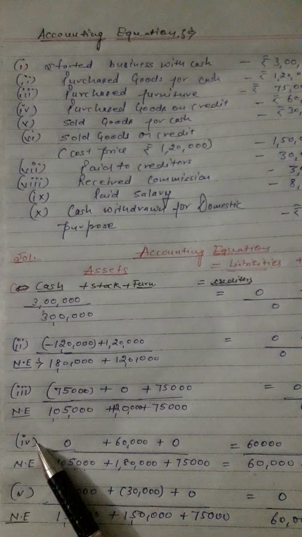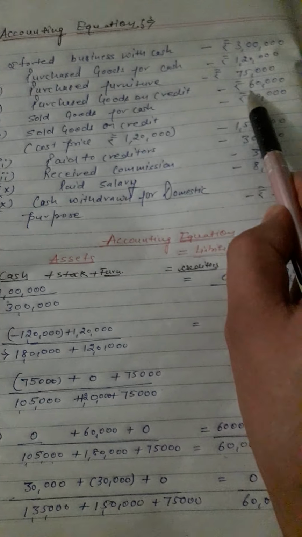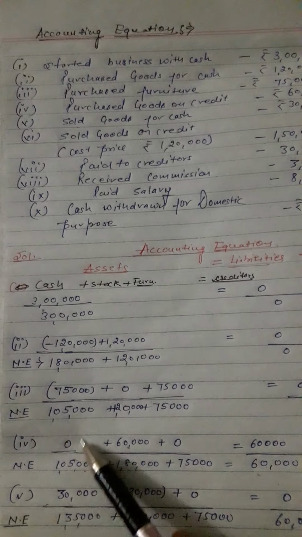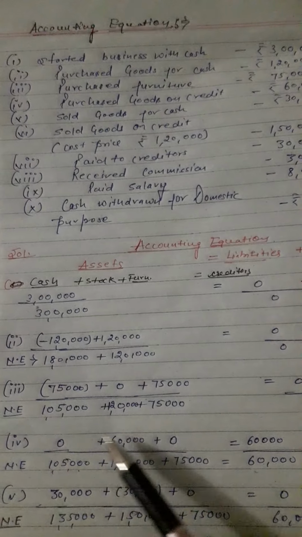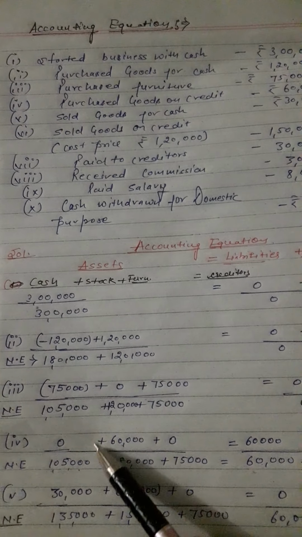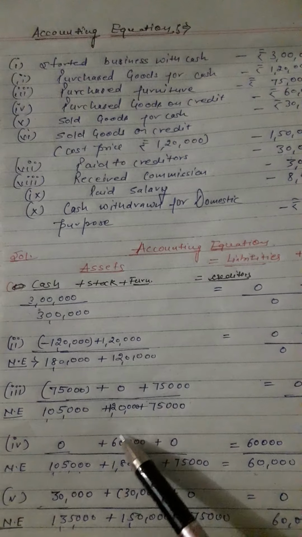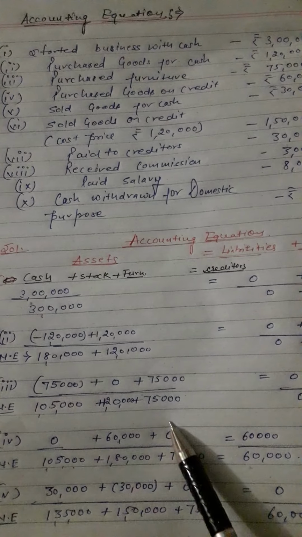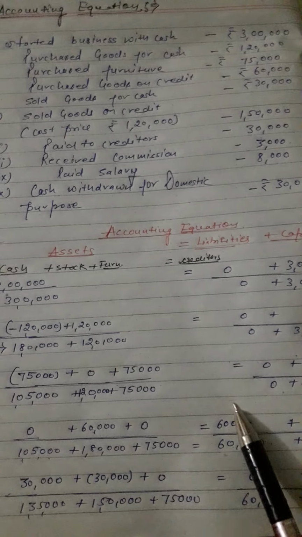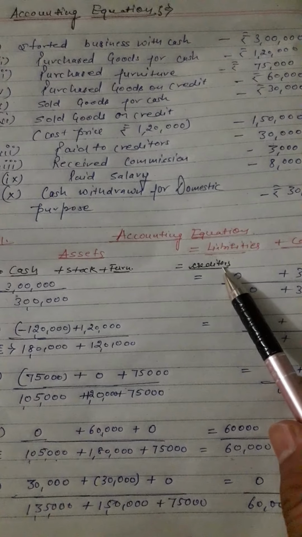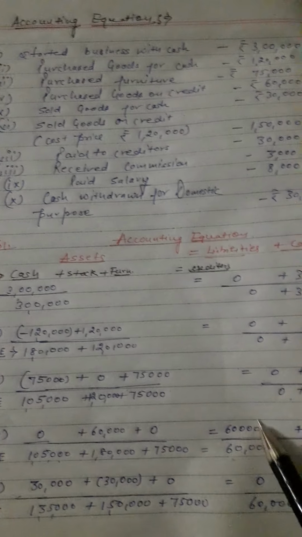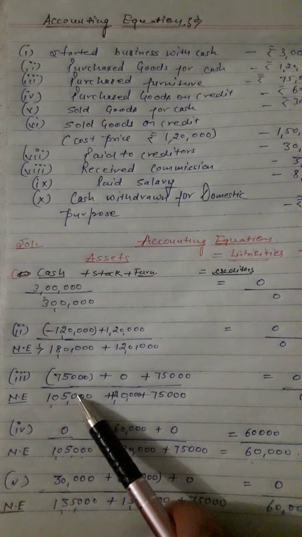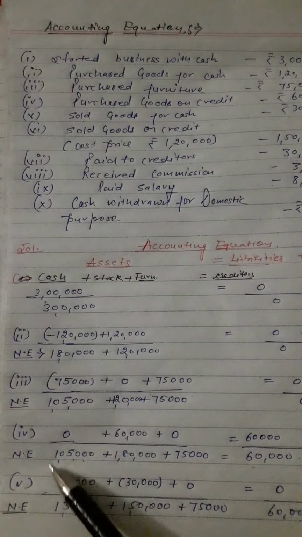Now start with fourth one, purchase goods on credit. Now purchase goods on credit, not in cash. So no impact on cash because we purchased goods on credit basis. And stock will increase because we purchase goods. So stock will increase with the amount of 60,000, no impact on furniture. Now whenever a person purchases goods on credit, his creditors will increase, because creditor is our liability, 60,000. No impact on capital.